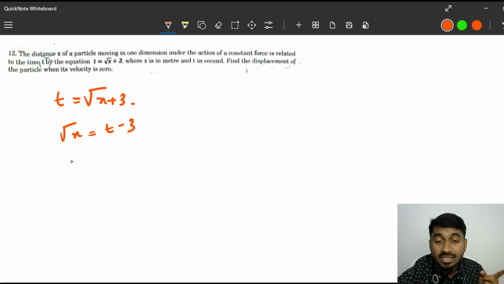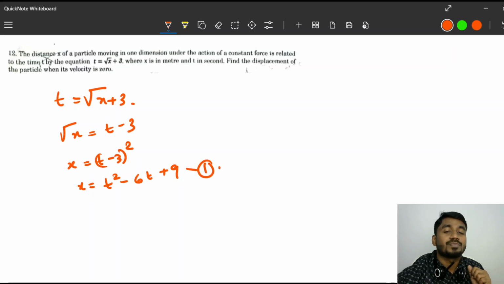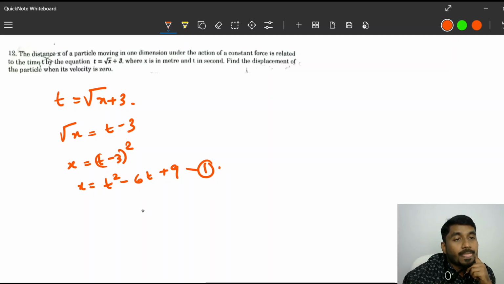And we can write it, just take the square on both sides. It becomes x is equal to t minus 3 the whole square. Now just open the bracket. t square minus 6t, 2 into 3 into t, 6t, plus 9. This is the equation of position, equation number 1. Clear? Now find the displacement of the particle when its velocity is 0.